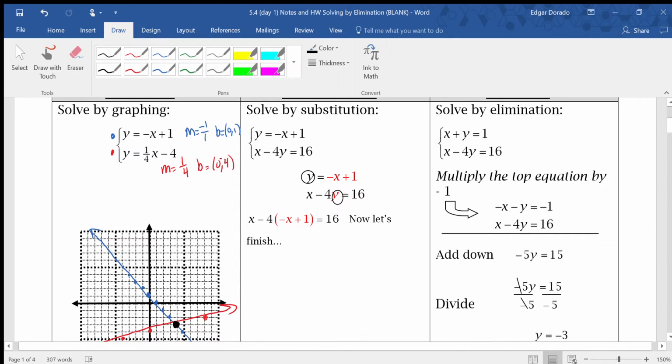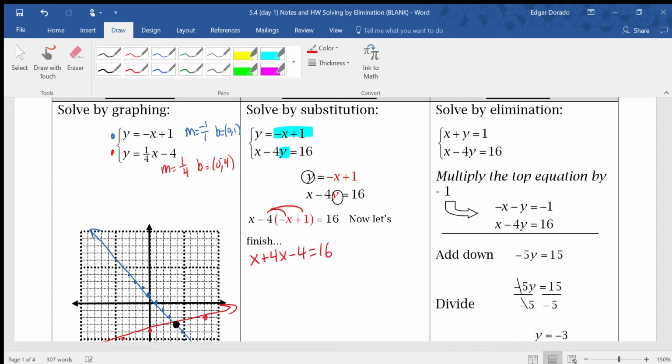This one we also did when we did substitution. Once again, we always check to see which one of those two equations already has one of the variables solved for. It looks like this one does, because y is equal to negative x plus 1. So I can just put that in there. That's exactly what we did in our example. So I have x minus 4 times (negative x plus 1) equals 16. Now I just have to finish by distributing. So I get x plus 4x minus 4 equals 16.